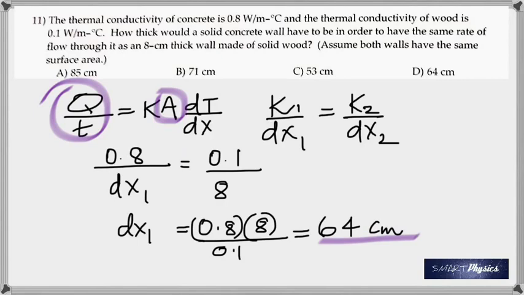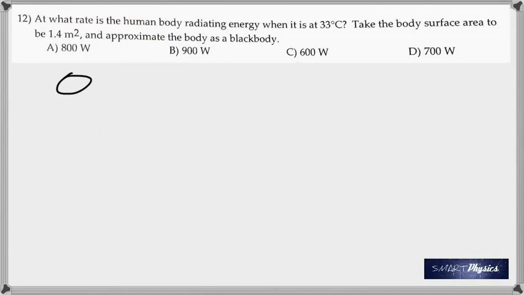So we are assuming that the change in temperature is also the same. Remember, the change in temperature is also the same. So those quantities are the same. That's why we could set it up as a ratio. Brings us to the last question.